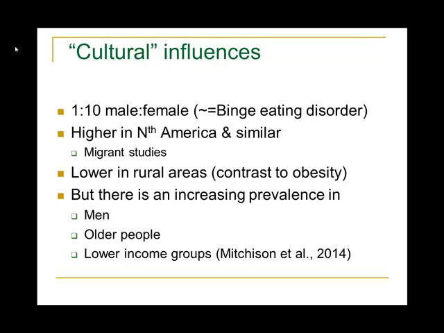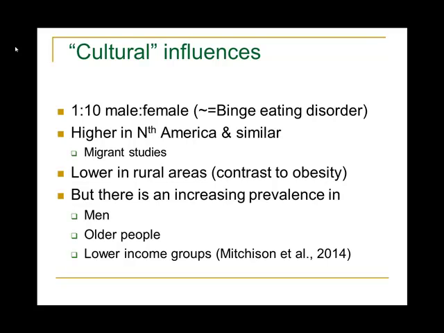So our concerns about body image in our culture definitely interplay with the presence of eating disorders in our communities. These cultural influences likely explain why there are more women than men who have anorexia nervosa and bulimia nervosa, although the rates of binge eating disorder are more equitable between the genders. It is higher in North American and similar westernized cultures, and migrant studies support that. As people migrate from less Western to more Western societies, the rates of eating disorders go up.